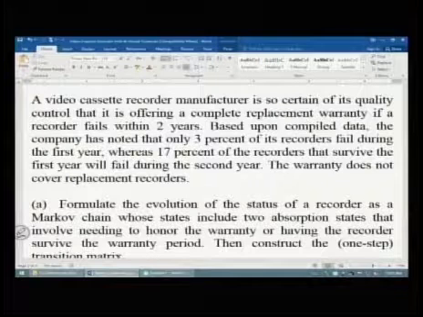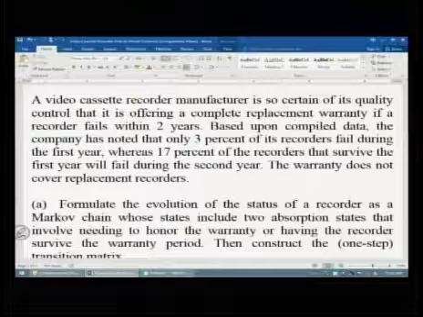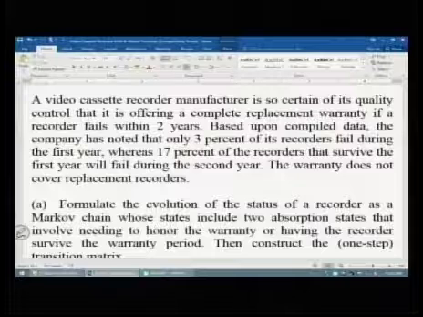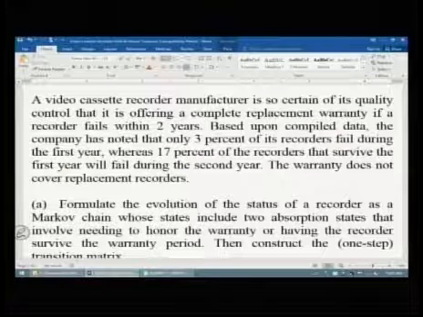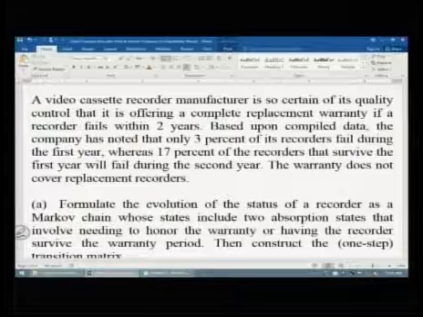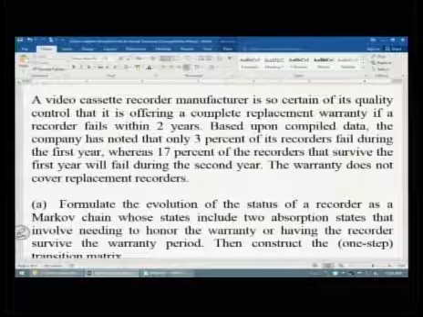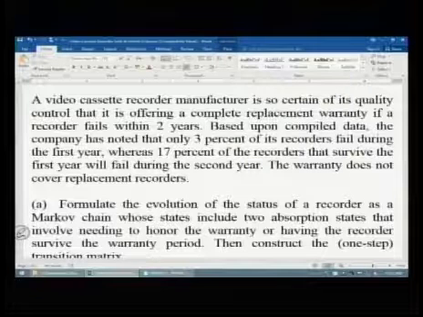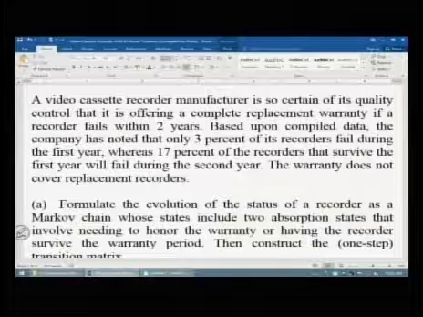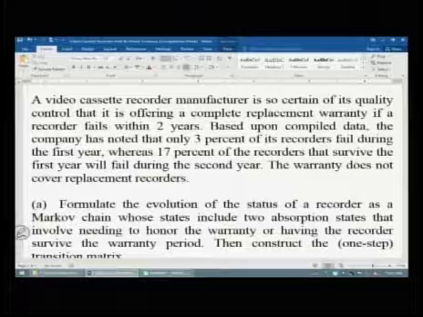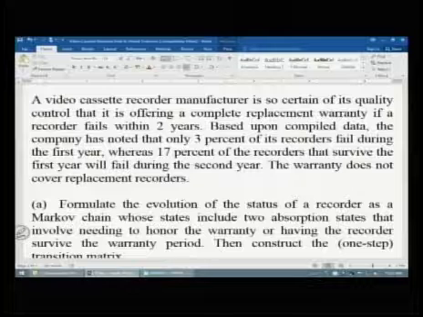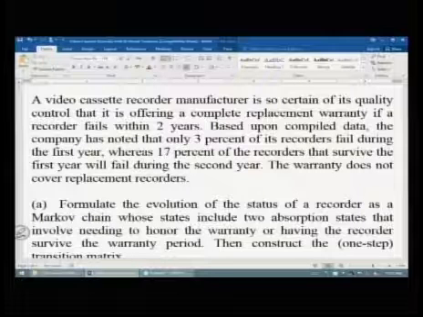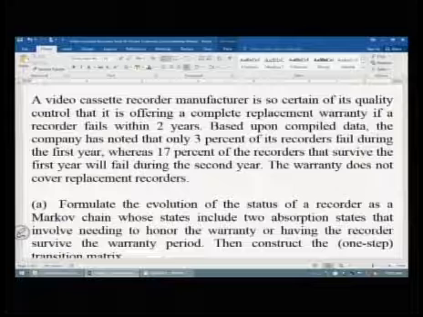Okay, so let's read the problem description together. A video cassette recorder manufacturer is so certain of its quality control that it is offering a complete replacement warranty if a recorder fails within 2 years. Based upon compiled data, the company has noted that only 3% of its recorders fail during the first year, whereas 17% of the recorders that survive the first year will fail during the second year. And the warranty does not cover replacement recorders.